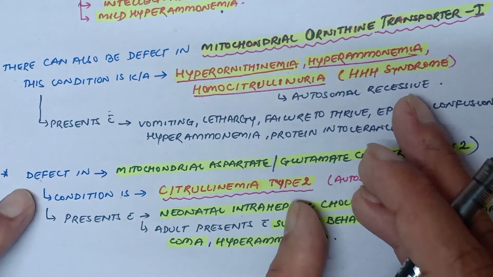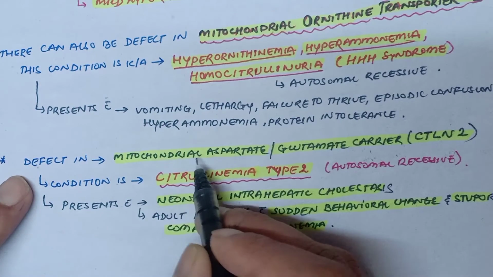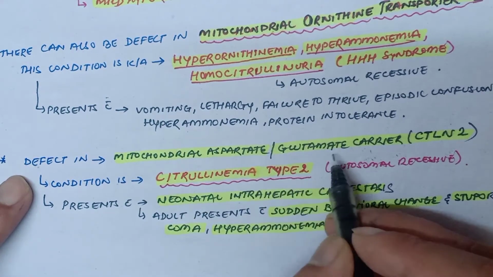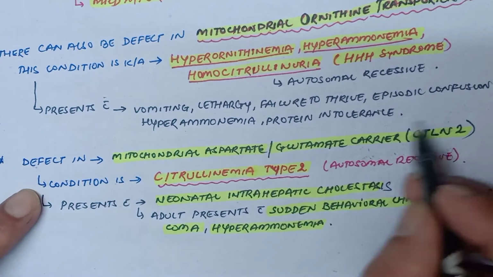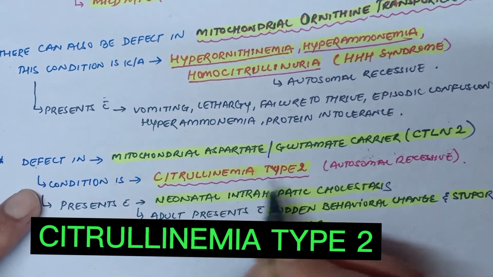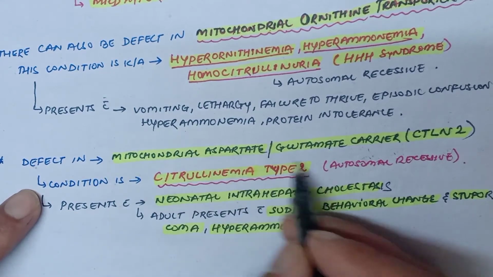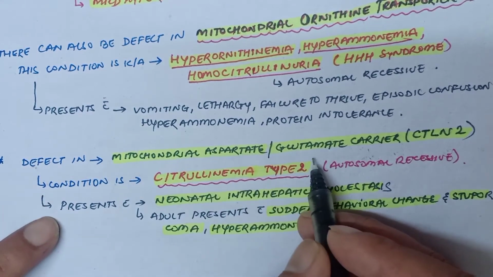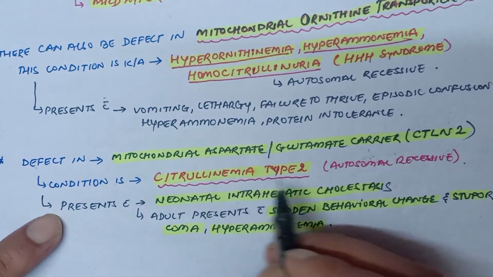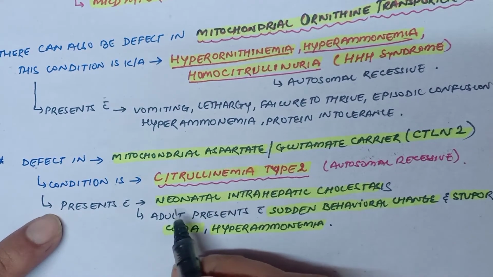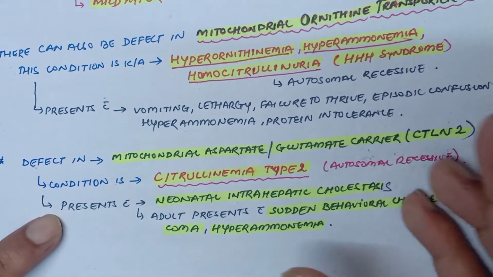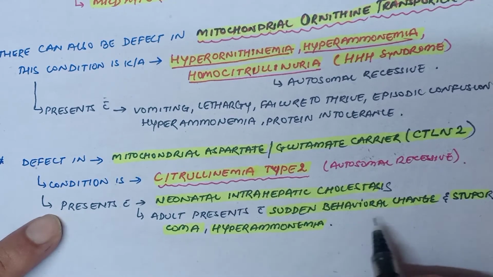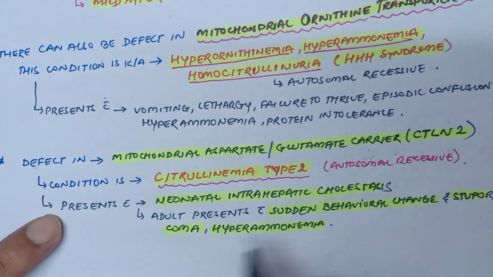And there can also be defect in mitochondrial aspartate or glutamate carrier, that is CTLN2. And this condition is known as citrullinemia type 2, which is also an autosomal recessive disorder. And this citrullinemia type 2 will present with neonatal intrahepatic cholestasis in neonates, and in adults it presents with sudden behavioral change and stupor, and they may present with coma and hyperammonemia.